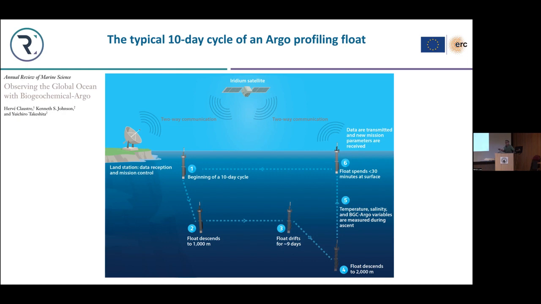And now we have two-way Iridium transmission. This means that we can make some kind of adaptive strategy. And at the same time, and I will put significant emphasis today on the fact that not only do we measure vertical profiles, but we also acquire data during the drift at 1,000 meters. That could be a nice way to better constrain, for example, the export production.